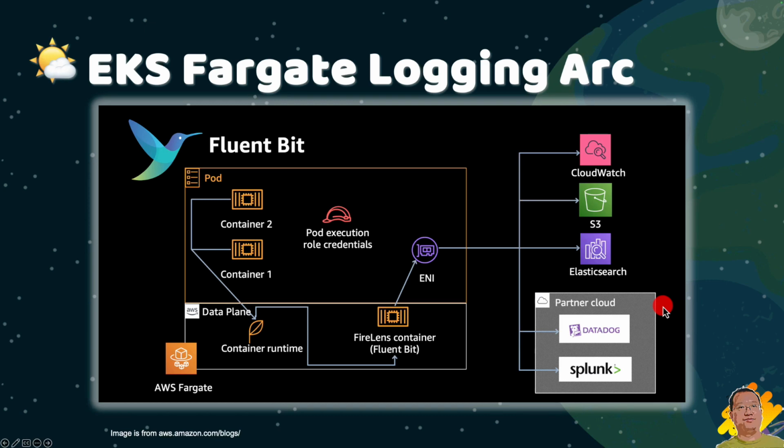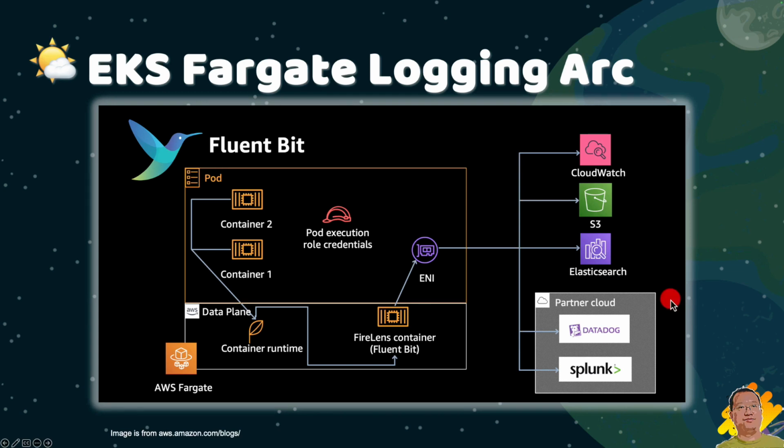In summary, the FluentBit tool collects logs from your application containers running on AWS Fargate, and then processes these logs and sends them to destinations like AWS services and third-party clouds.